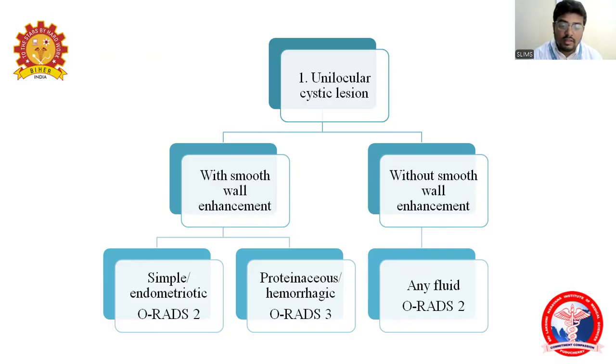Here we are able to see endometriotic cyst is given a score of 2, but hemorrhagic cysts more than 3 centimeter will be given a score of 3. This is because certain malignant lesions will show hemorrhagic content within the cystic component. So only it has been given a score of more than that of endometriotic cyst. And when there is no wall enhancement, then whatever kind of fluid is there, we should give the score of O-RADS 2.